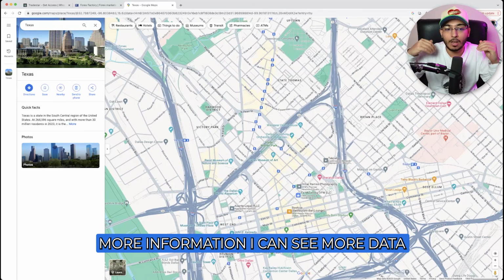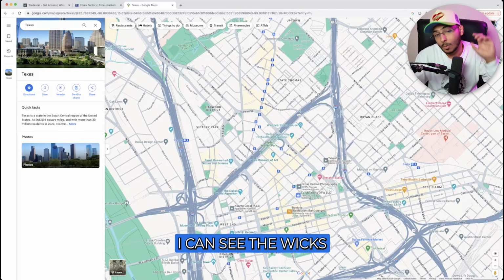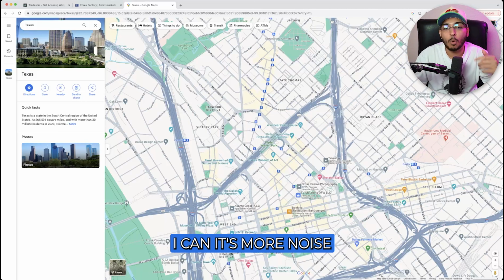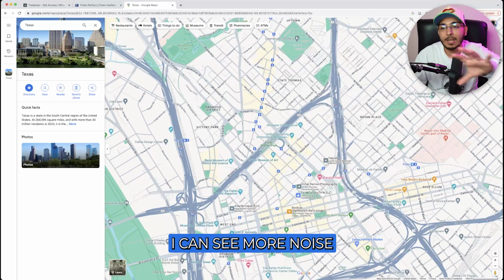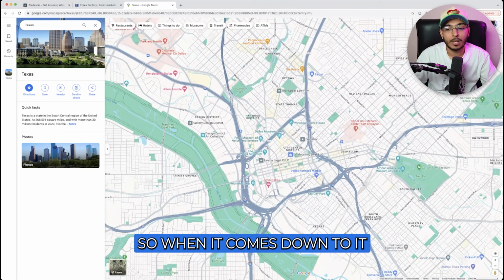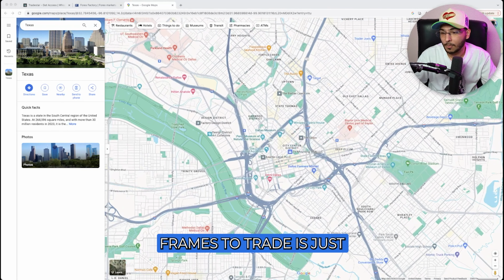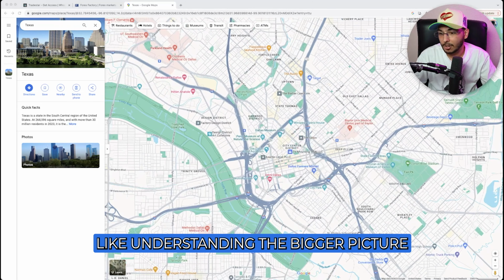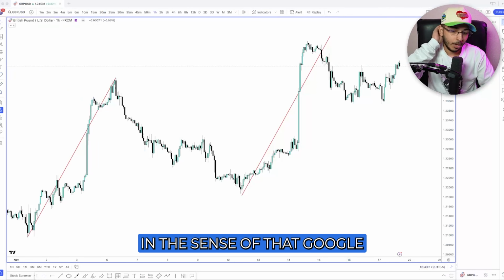I can see more data. I can see the wicks. I can see the streets. It's more noise. I can see more noise. Does that make sense? So when it comes down to it, understanding the time frames to trade is just like understanding the bigger picture in the sense of that Google Maps example.